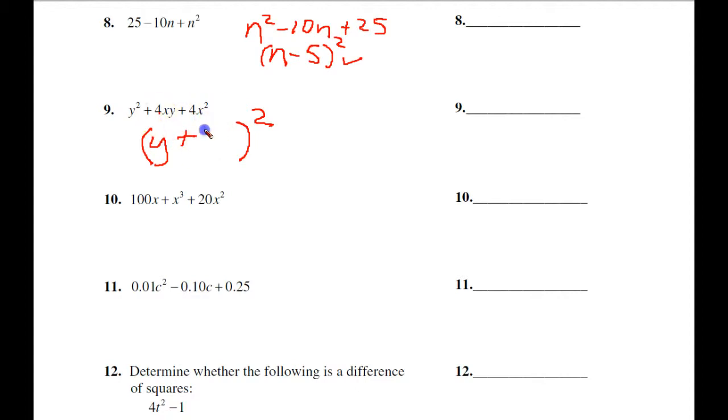And half of that we said was 2. And the square root of that is this. So square this, get that. Multiply this together. We get a 2xy, double it, 4xy. Square this, we get 4x squared. This checks too.